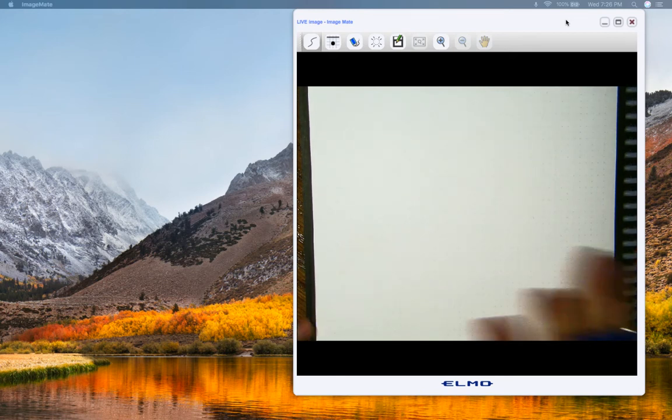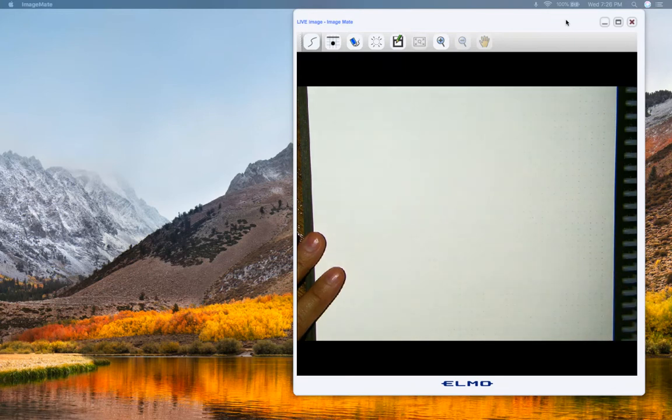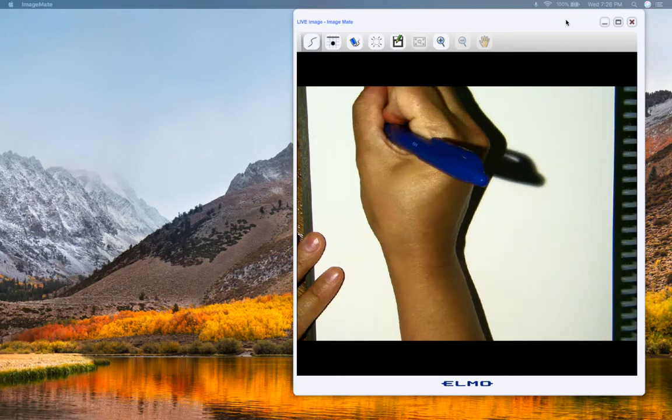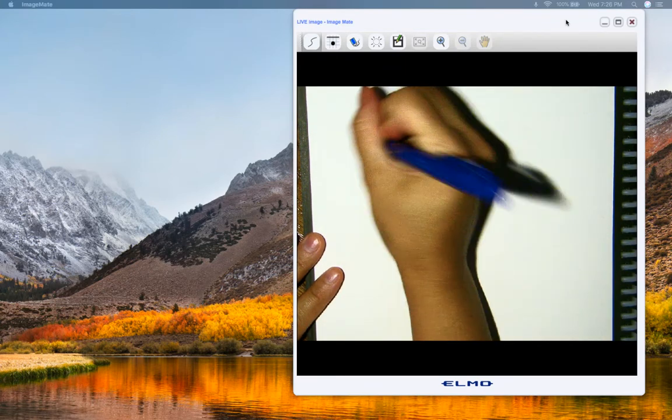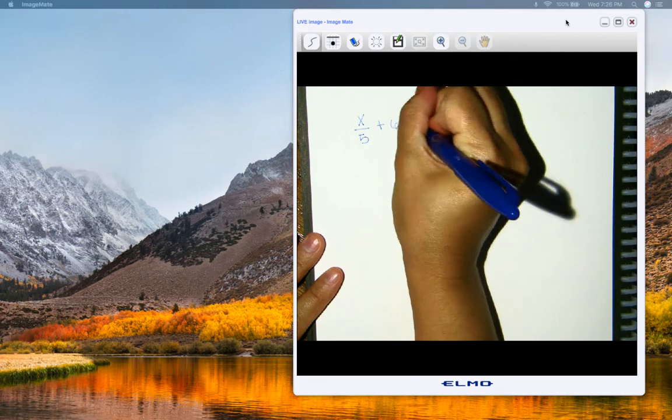So the first problem is x over 5 plus 6 is less than 2.